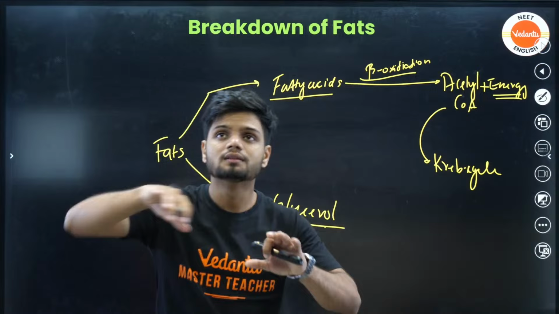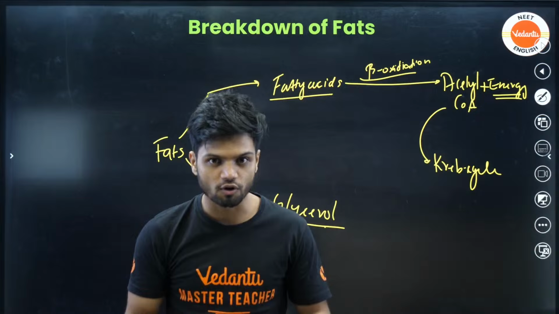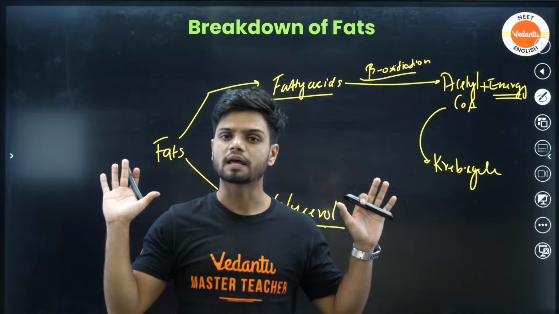The Krebs cycle will run. When the Krebs cycle is running, what happens? NADH and FADH is forming. NADH and FADH goes to your electron transport chain and ATP is produced. Everyone is happy. Yes.